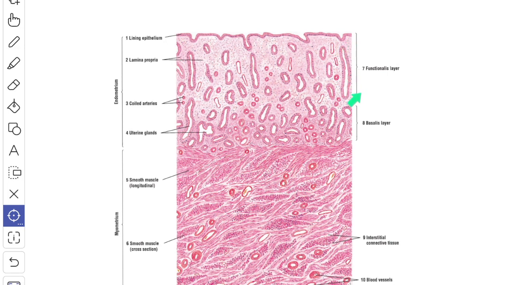The functional layer consists of a thick superficial zone and shows periodic changes during the menstrual cycle. This layer is supplied by coiled arteries from the stratum vasculare, and most of the layer undergoes shedding during menstruation. And during pregnancy, the endometrium is called the decidua because the stromal cells exhibit the decidual reaction, with an increase in cell size and accumulation of glycogen and lipid droplets in their cytoplasm.